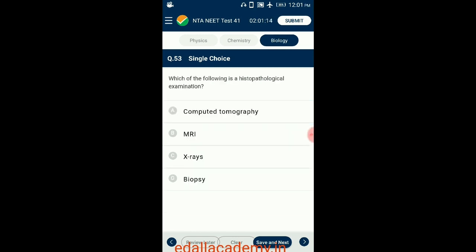Which of the following is a histopathological examination? A biopsy that involves taking a small sample of tissue so that it can be examined under microscope. So the answer for this question is option D. Biopsy is a histopathological examination method.